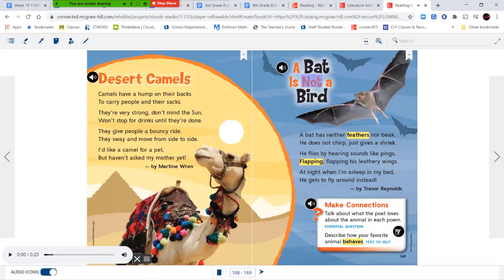A bat is not a bird. A bat has neither feathers nor beak. He does not chirp, just gives a shriek. He flies by hearing sounds like pings, flapping his leathery wings. At night when I'm asleep in my bed, he gets to fly around instead. By Trevor Reynolds.